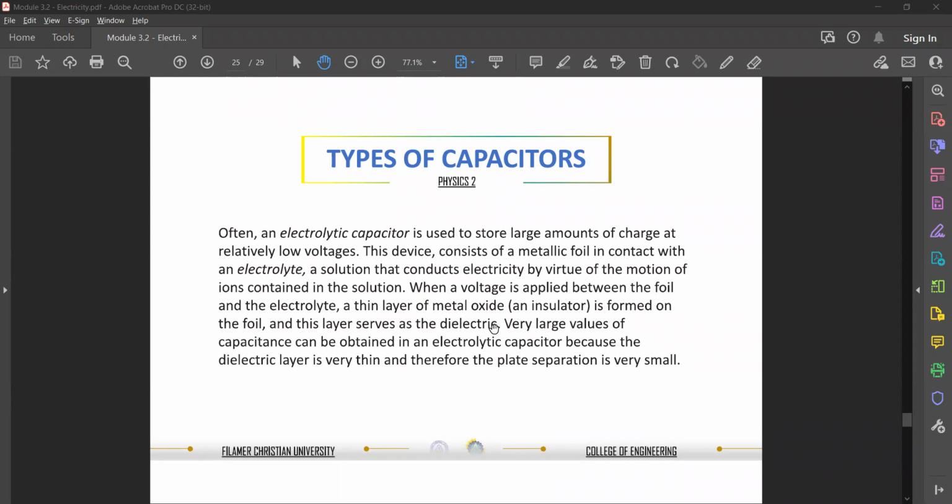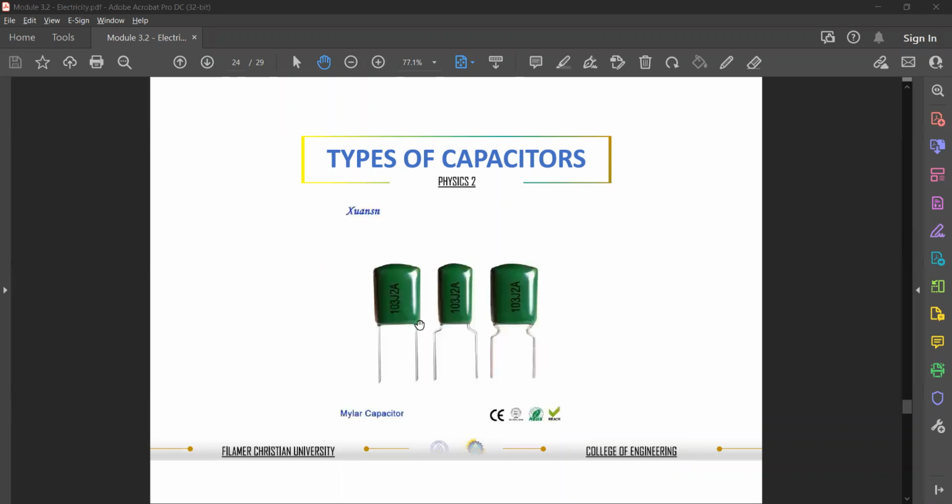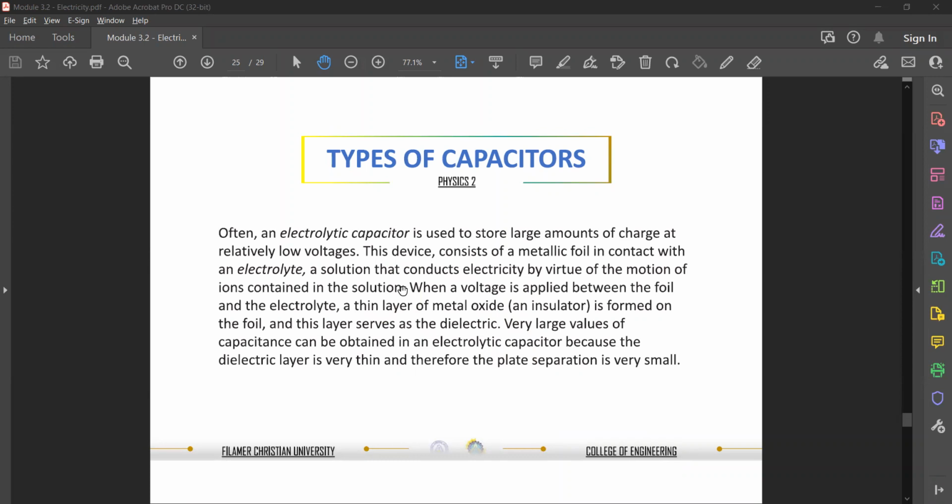So often an electrolytic capacitor is used to store large amounts of charge at relatively low voltages. So ito yung Mylar, ito yung walang polarity. Yan. Itong electrolytic capacitor, ito yung may polarity. So this device consists of metallic foil in contact with an electrolyte, a solution that conducts electricity by virtue of the motion of ions contained in the solution. So when a voltage is applied between the foil and the electrolyte, a thin layer of metal oxide, or what we call our insulator, is formed on the foil, and this layer serves as the dielectric.